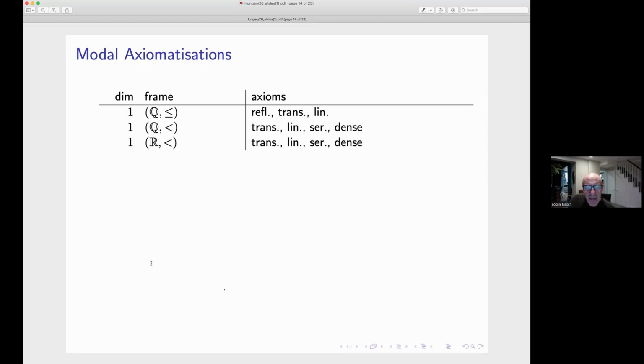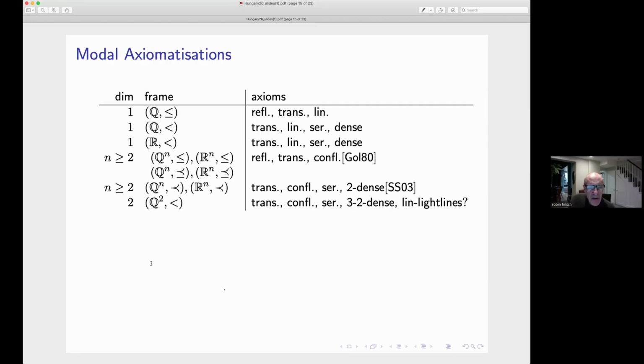And the same axioms also work for the one-dimensional reals in the modal case. That proof isn't quite obvious, but it can be done. If we move on to the two-dimensional case, so we have one space dimension and one time dimension now, Goldblatt proved, as I already mentioned, that the S4 axioms are sound and complete over these reflexive frames, regardless of the number of dimensions, and that's all fine.